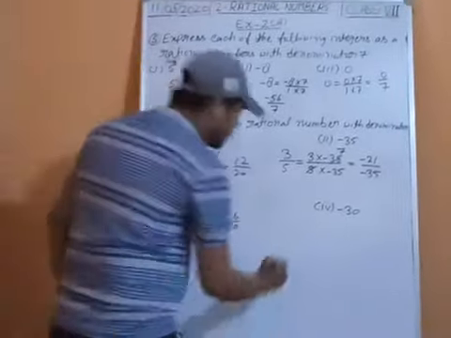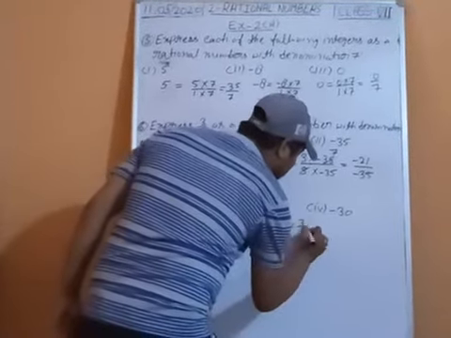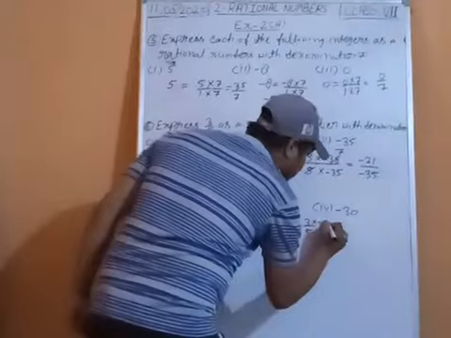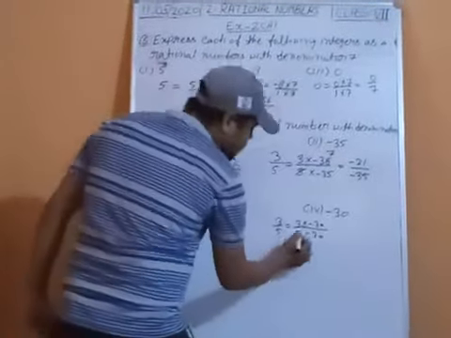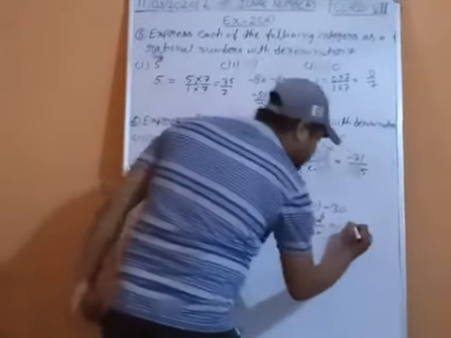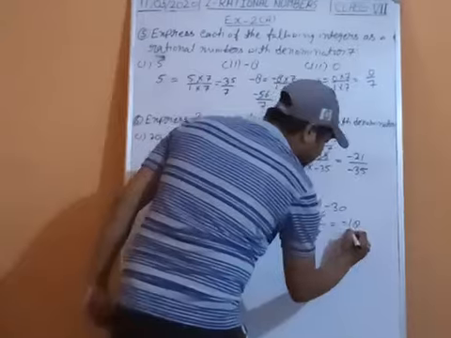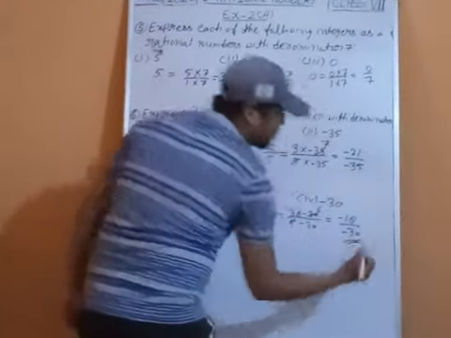Fourth part. 3 upon 5 is equal to 3 upon 5 multiplied by minus 30, and here also by minus 30. So 5 6s are 30. 6 3s are 18, plus minus minus 18. Then minus 30 is the answer.